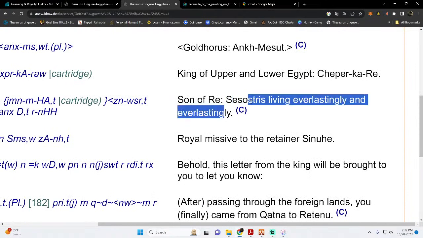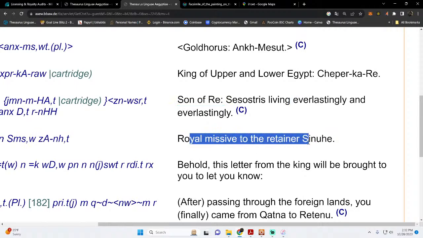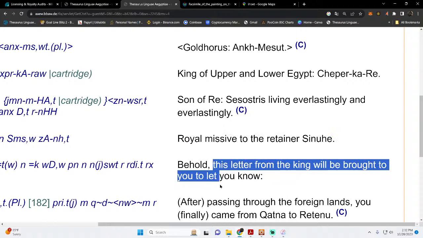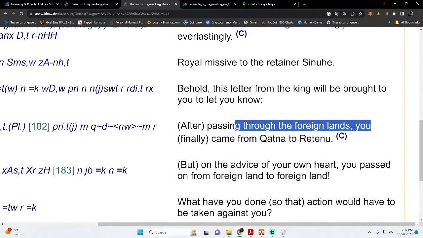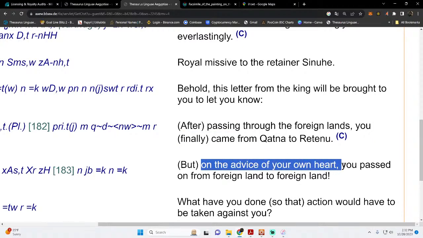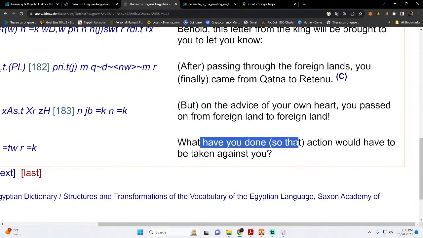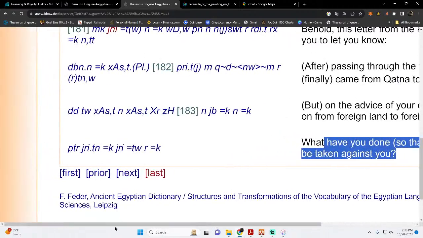Now the son of Senusret, living everlasting, the royal mischief to the retainer Sinuhe. Behold, the letter from the king will be brought to you to let you know, after passing through the foreign lands, you finally came from Qedem to Retjenu. But on the advice of your own heart, you passed on from foreign land to foreign land. It says, what have you done so that action would have been taken against you?